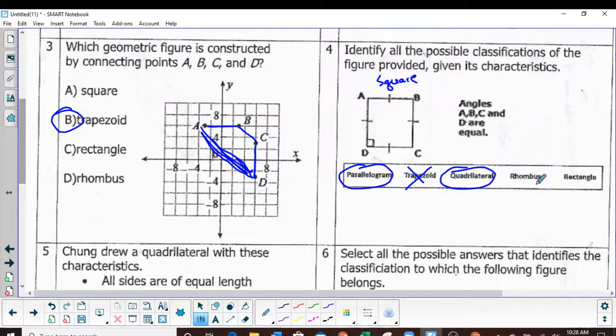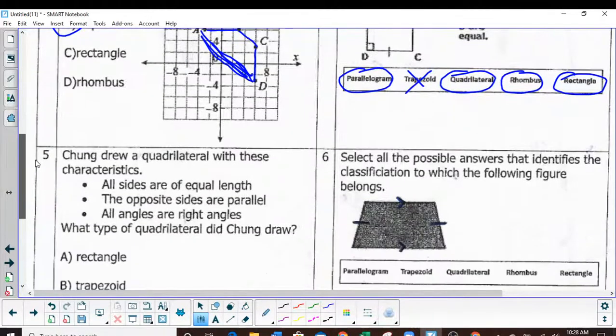Is it a rhombus? Yes, it's a rhombus because a rhombus needs 2 pair of parallel sides and 4 congruent sides, and it matches that. Okay? Is it a rectangle? Yes, a rectangle has 2 pair of parallel sides and 4 90-degree angles, so it matches that also. So square can be considered every one of those.